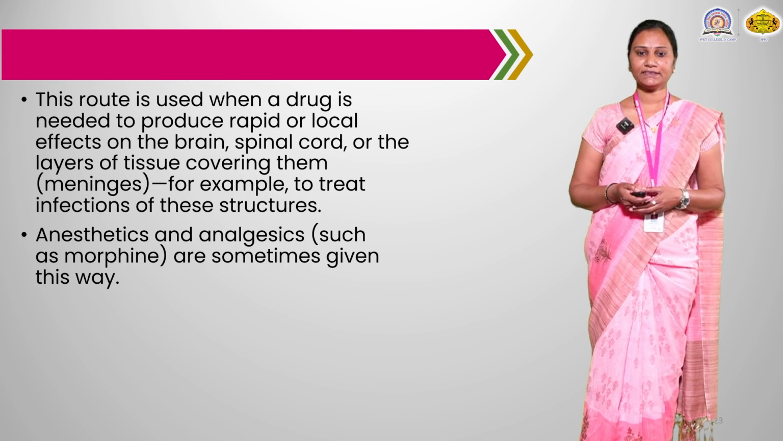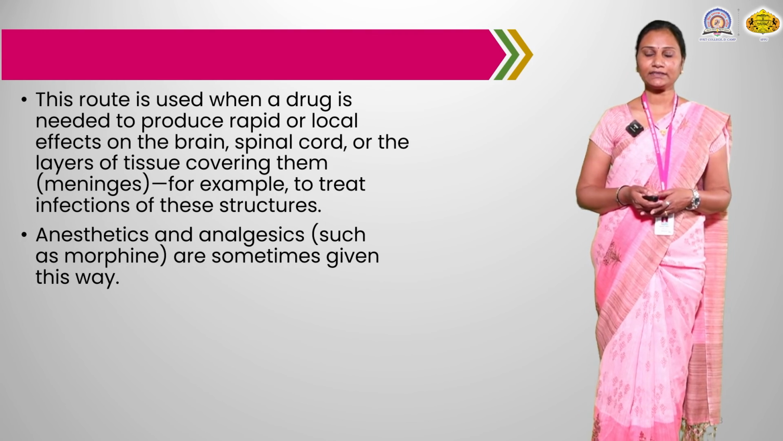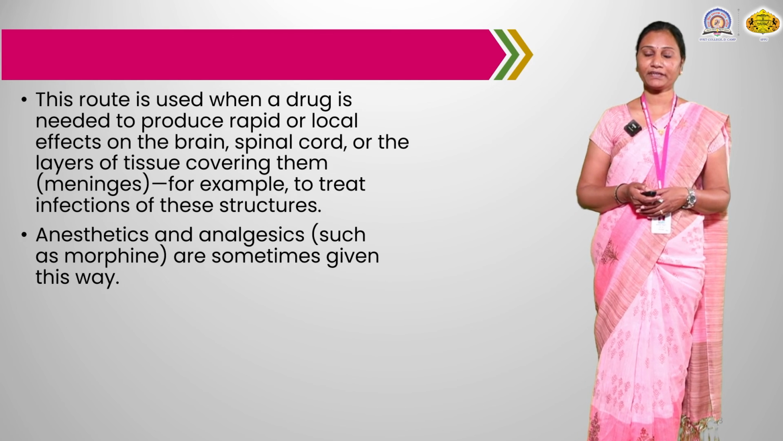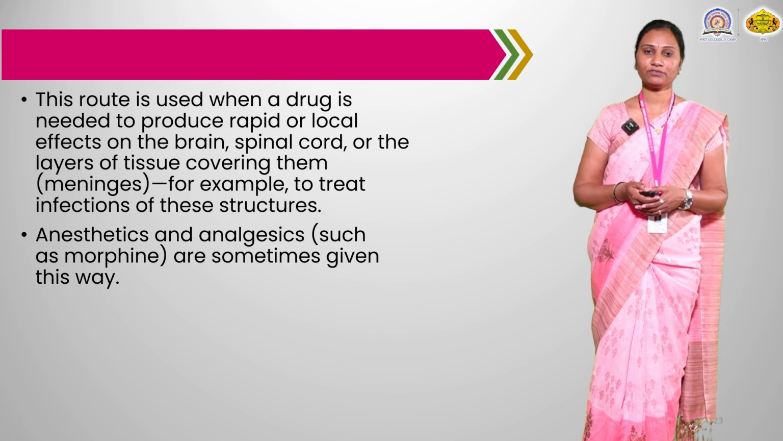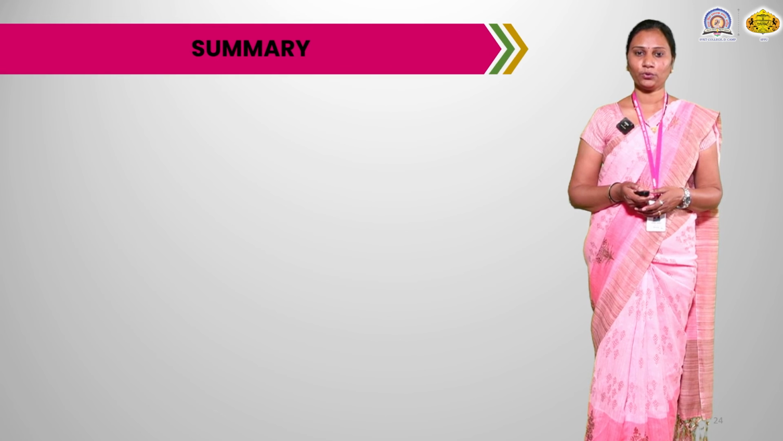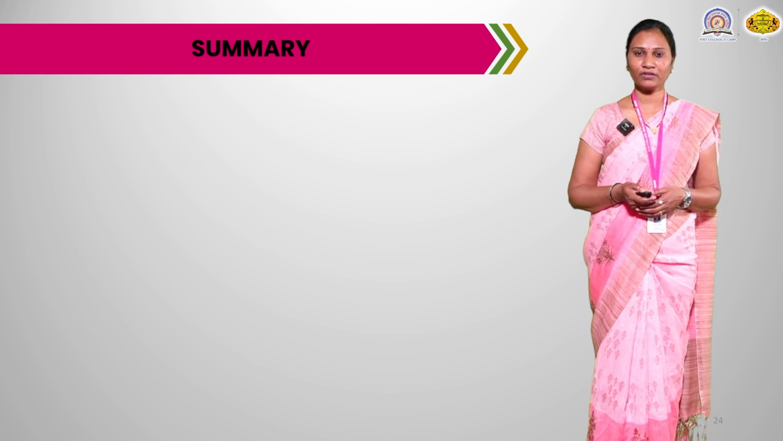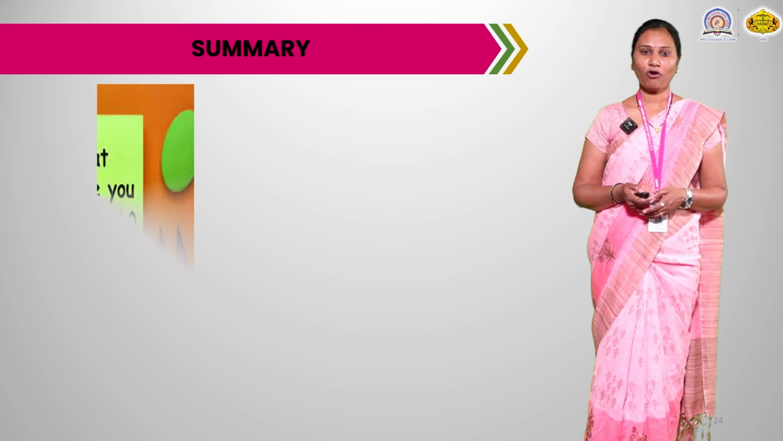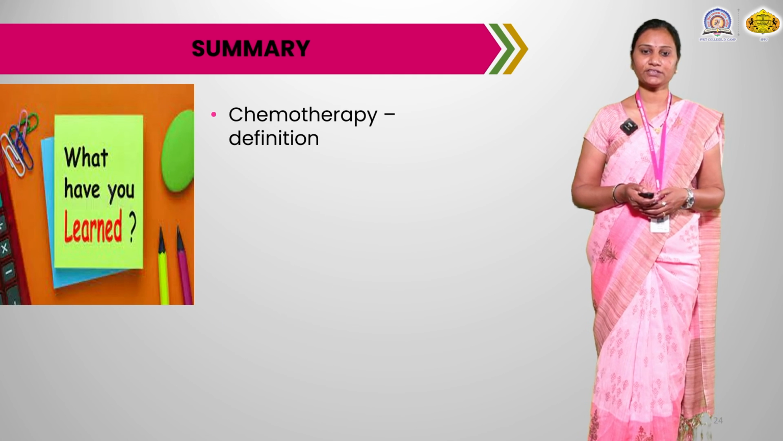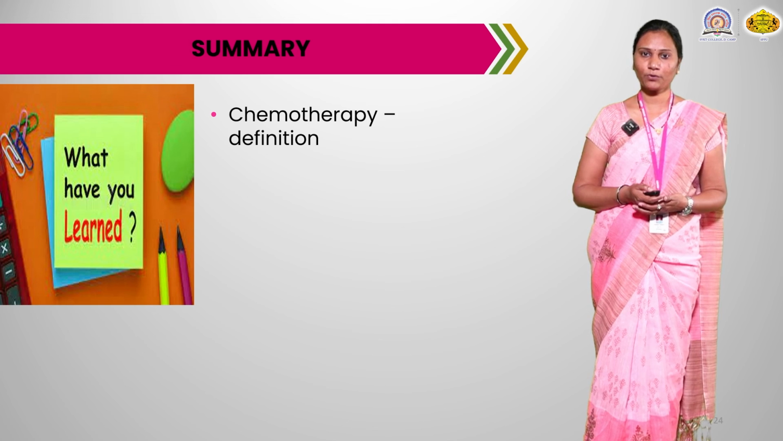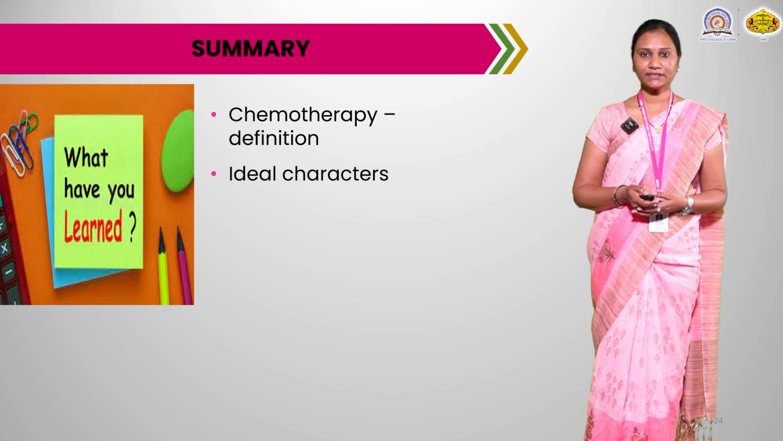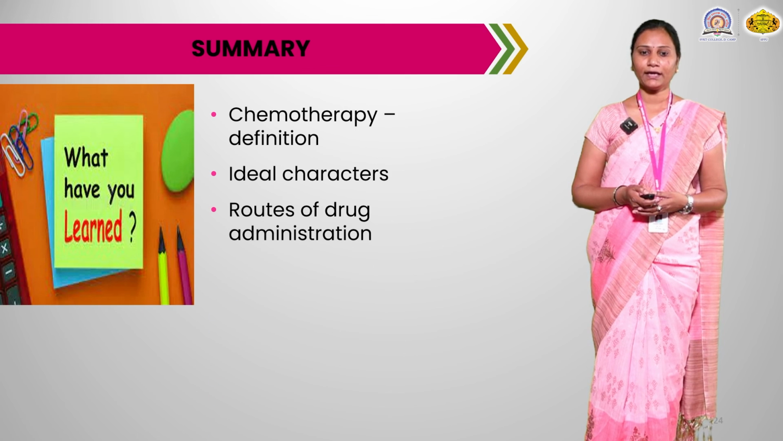For example, anesthetics, analgesics, or morphine are the drugs which are generally given by this route. So this is all for today's lecture. Let's have a brief summary of what we have discussed. In today's lecture we have discussed chemotherapy and its definitions, we have gone through the ideal characteristics of a drug, and then we have discussed the various routes of drug administration.